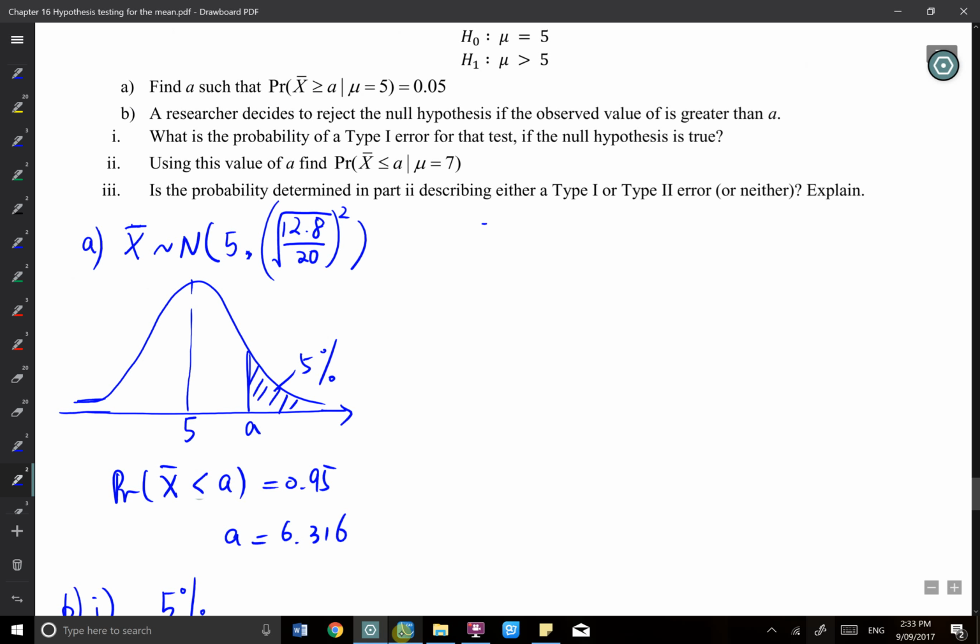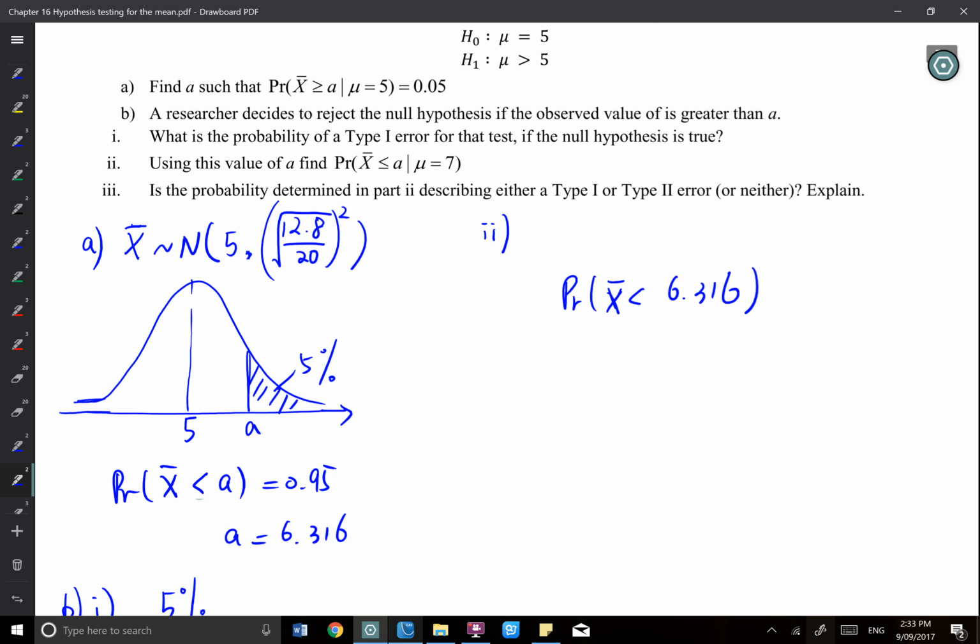Okay, part 2. Using the value of A you found in part 1, find the probability that X bar is less than A. A is 6.3, 6 something. But given that your mu is actually 7. Your mu is actually 7, it's not 5, which means your hypothesis test is wrong. You should reject it.